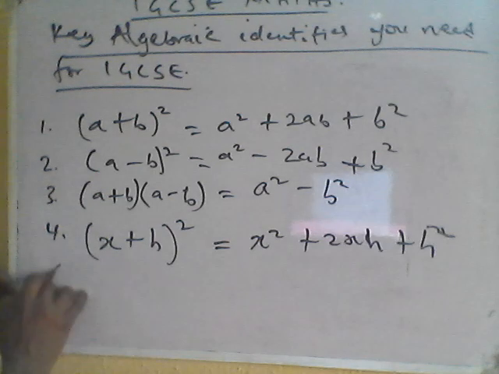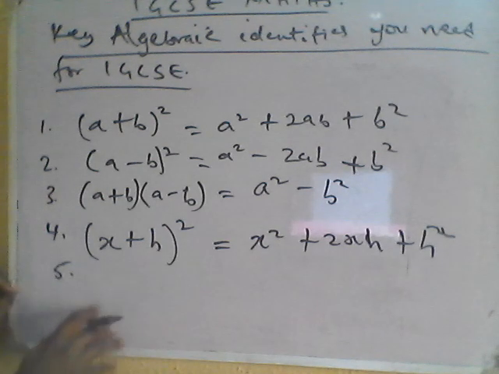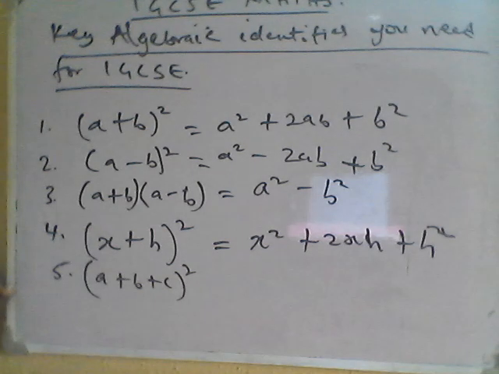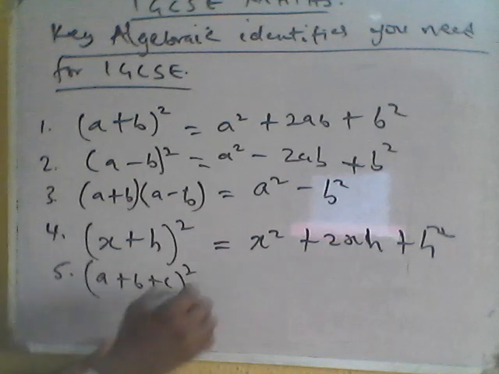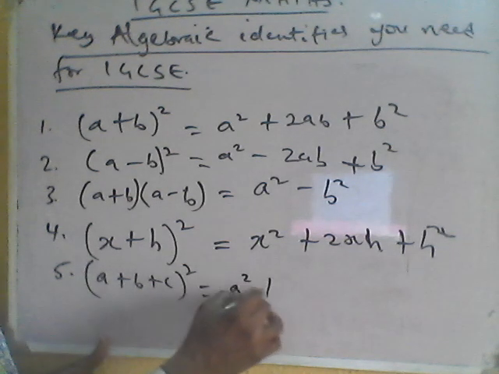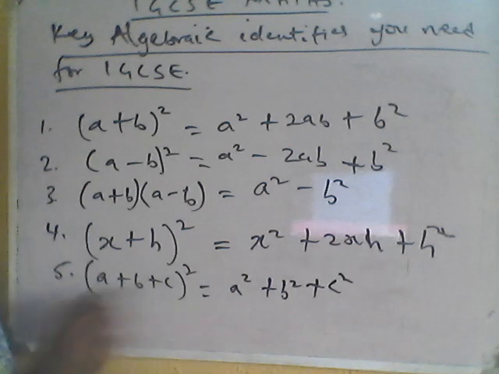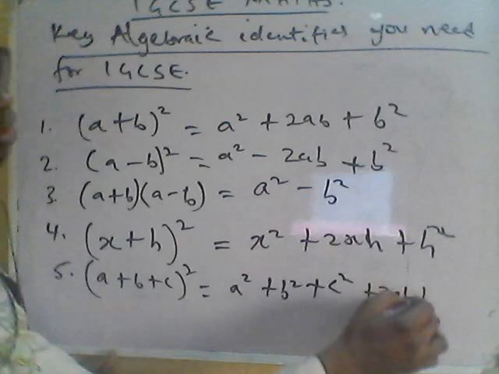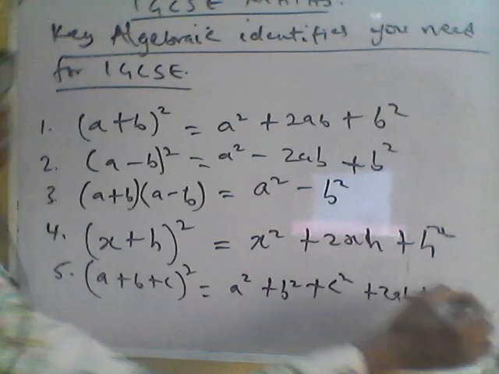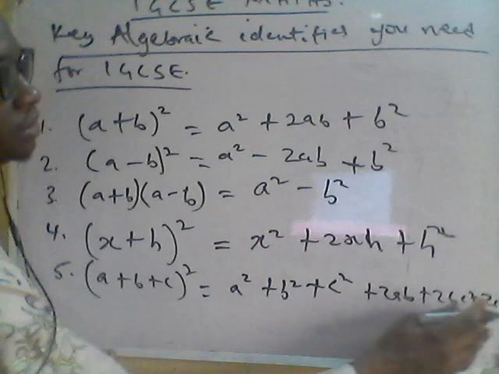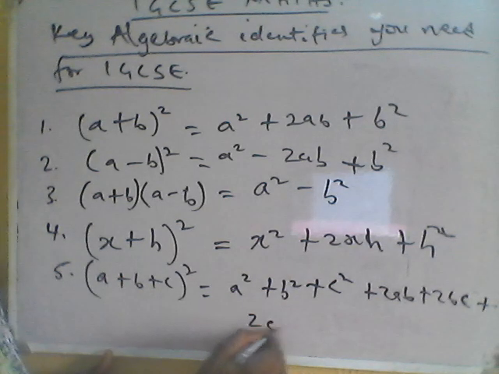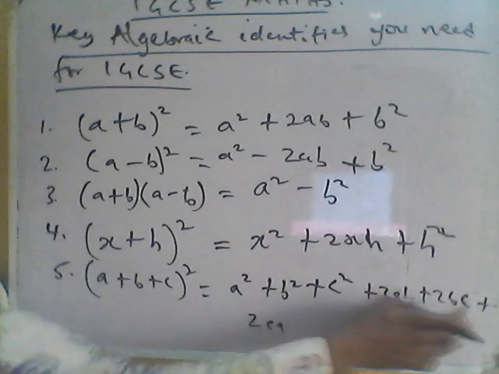And you have number 5, (a plus b plus c) all squared. Very interesting. You use a binomial expansion. You get a squared plus b squared plus c squared, then plus 2ab, plus 2bc, then plus 2ca. You see? ab, bc, ca.